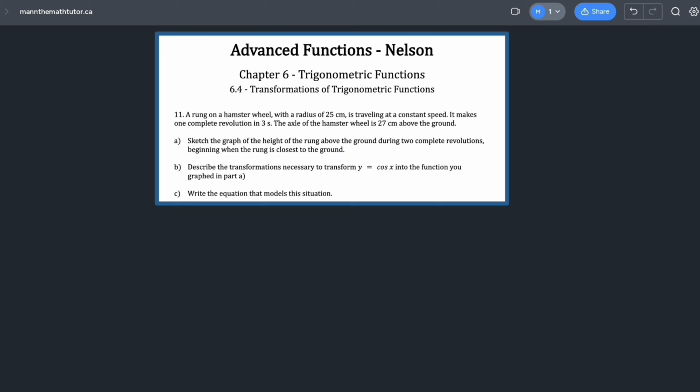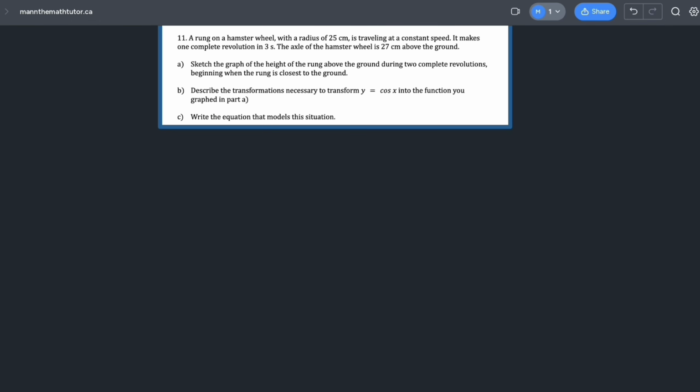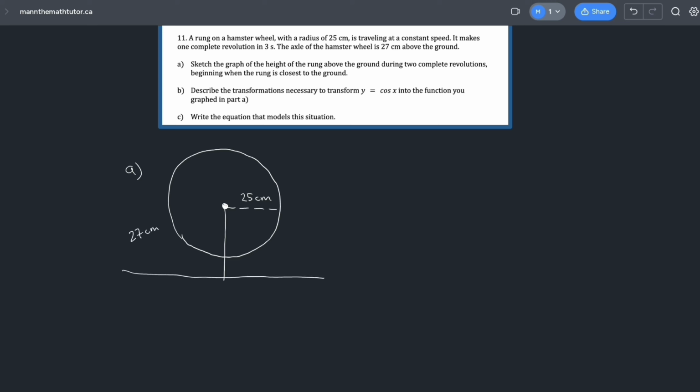So before we jump right into our sketch, let's draw a diagram of this scenario so we can identify some key points. So let's draw a circle that represents the hamster wheel. And we know that the radius of this is 25 centimeters. We also know that the axle is 27 centimeters above the ground. So we can label this distance here 27 centimeters.